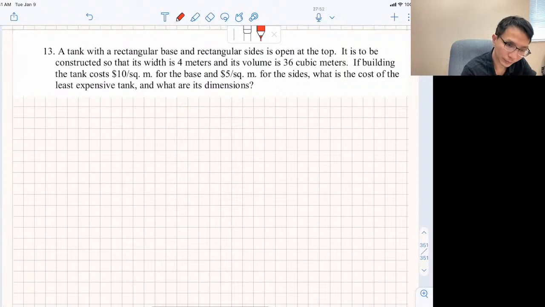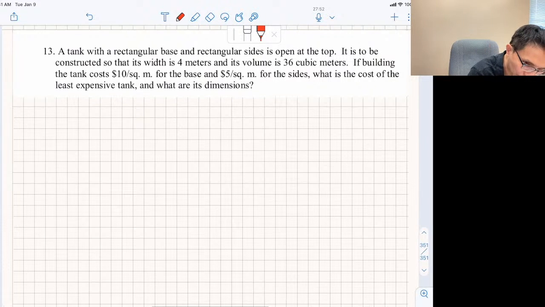Okay, here we've got a cost problem. A tank with a rectangular base, rectangular sides, and an open top is to be constructed. The width is 4 meters and the volume is 36 cubic meters. If building the tank costs $10 for the base and $5 for the sides, what is the cost of this expensive tank?